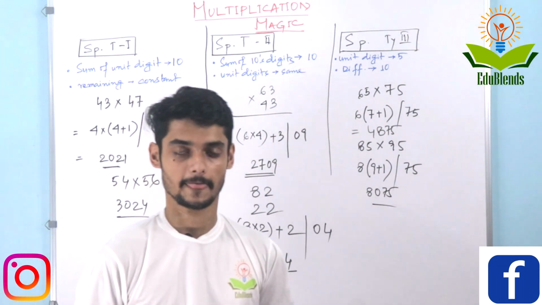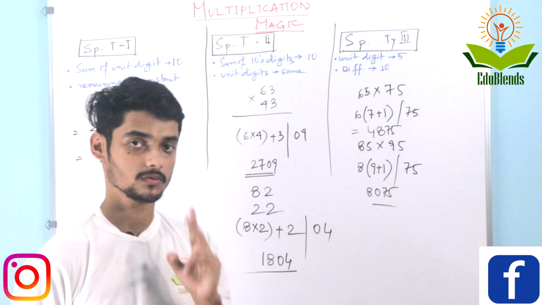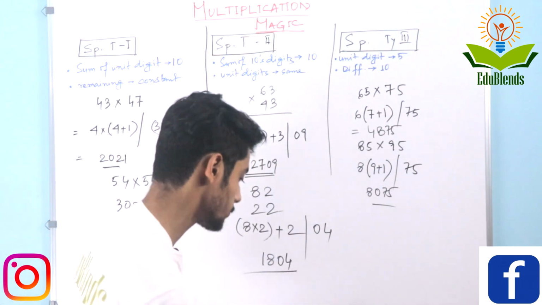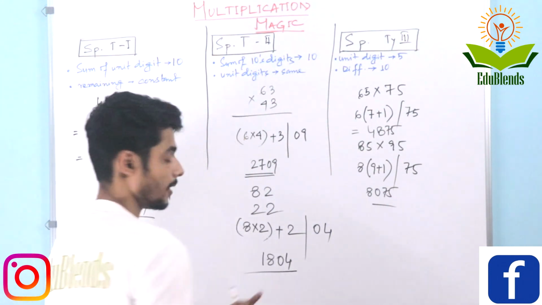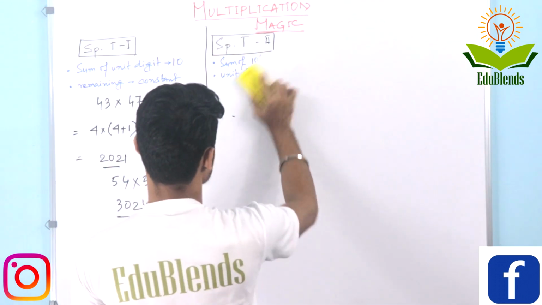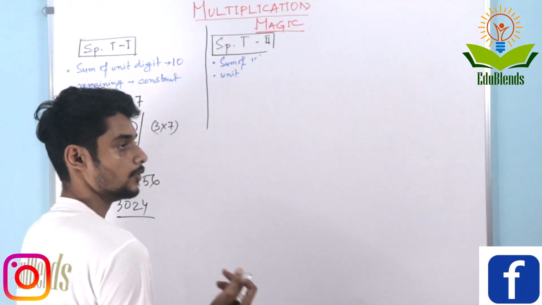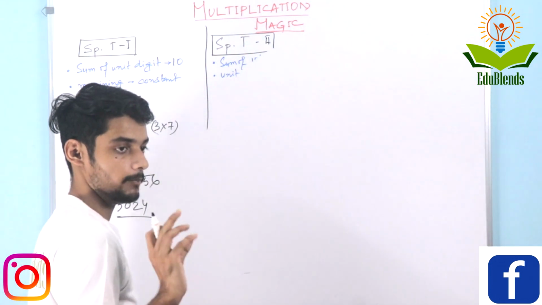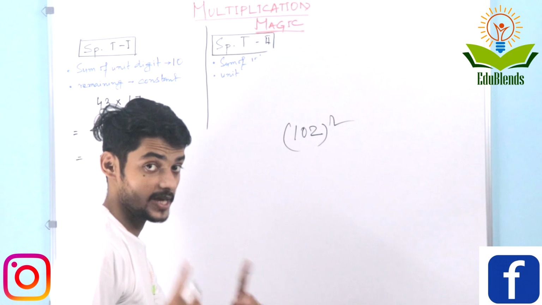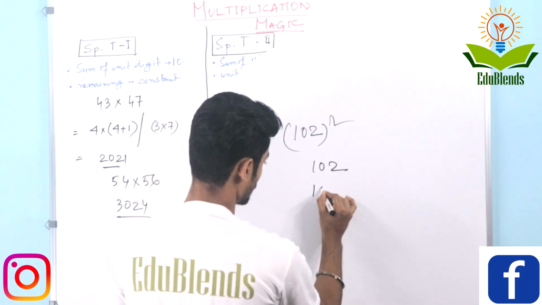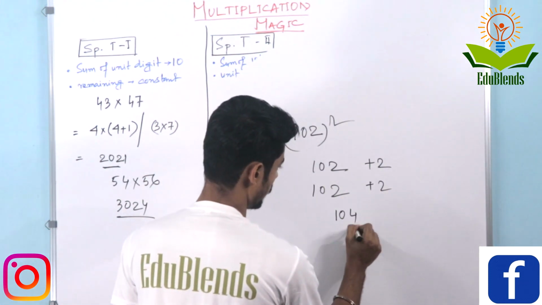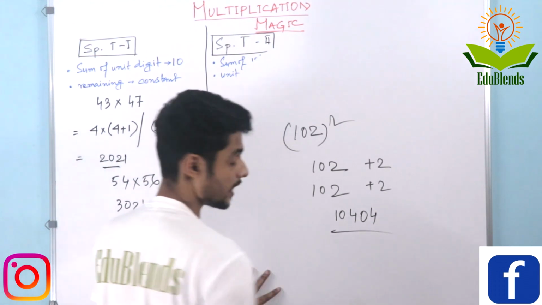These are the answers, and I would like to add two more special cases. The first one is square. First of all, we can obtain the square by the base method as well, like 102 square. Using the base method we can obtain this: 102 plus 2, plus 2, we can add this to 104 into 04. This will be the answer.